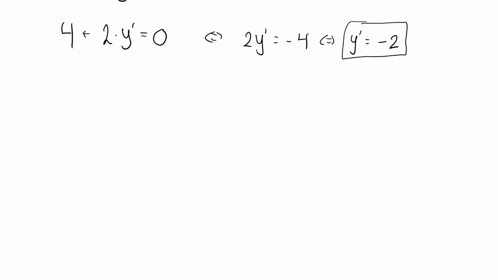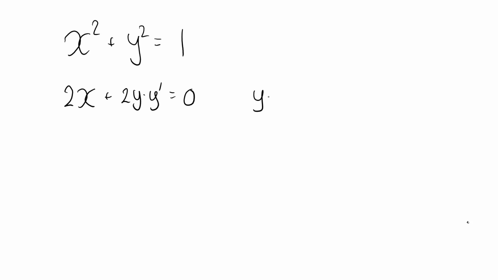The implicit relationship is x squared plus y squared equal to 1. Differentiate both sides with respect to x. The derivative of x squared is 2x. Y squared is a composite function with outer derivative 2y and inner derivative y prime. Thus, we have 2x plus 2y times y prime equal to 0. Moving 2x over on the other side and cancelling the 2's, y times y prime is equal to minus x.